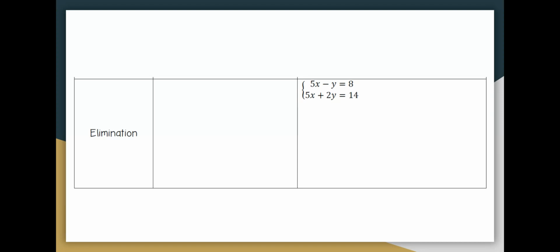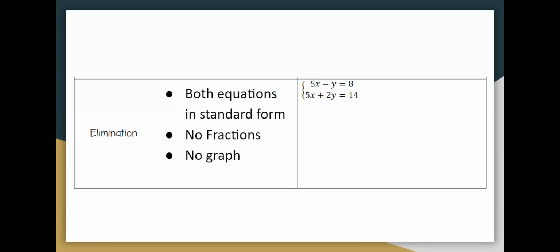Last method is elimination. If we want to use elimination, we need to make sure both equations are in standard form, which looking on the right, they are in standard form because the x and the y are on the same side of the equal sign. Also, we want to look for no fractions, and also no graph would then make us want to use elimination.